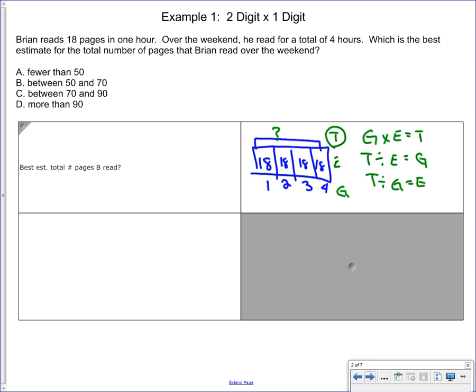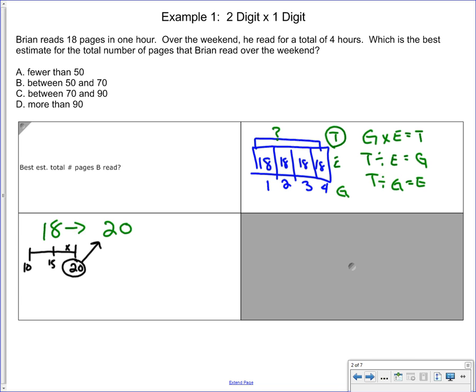Because we're estimating, we're going to round 18 to 20. And I can show you that right here. 18 is between 10 and 20. Right there's 15. 18 is going to be about right there. So therefore it rounds to 20.